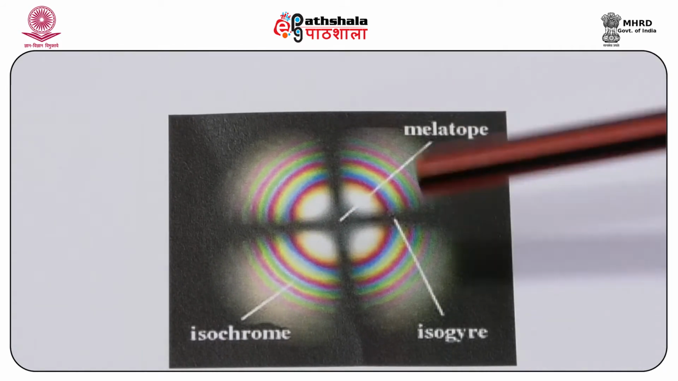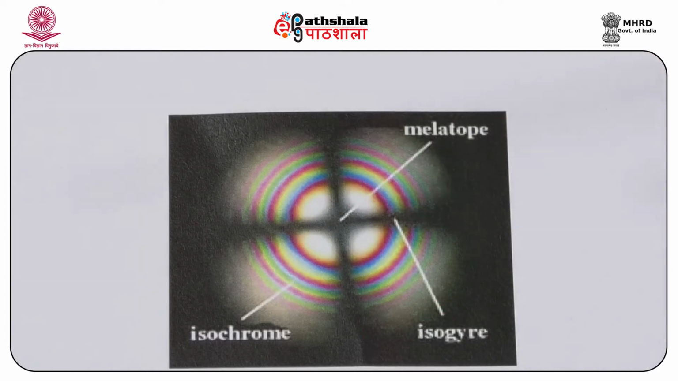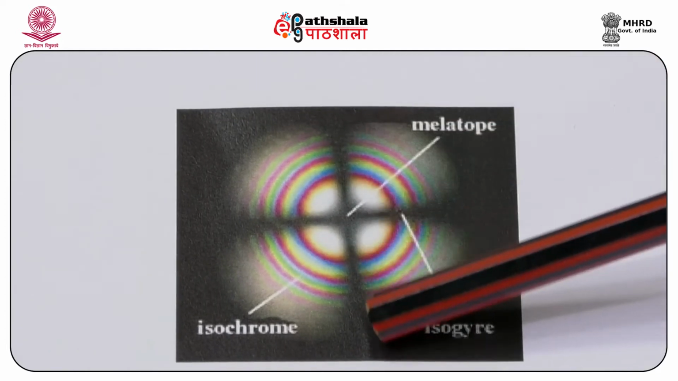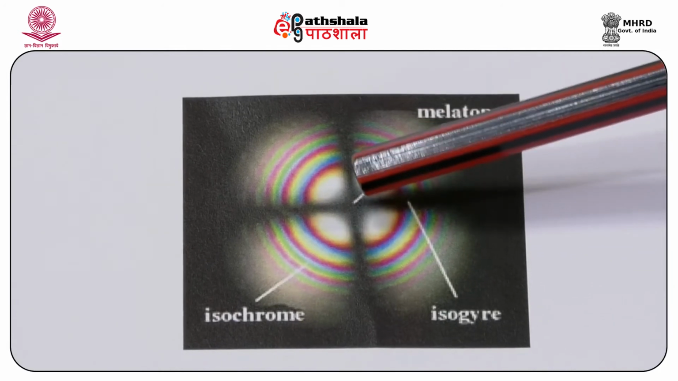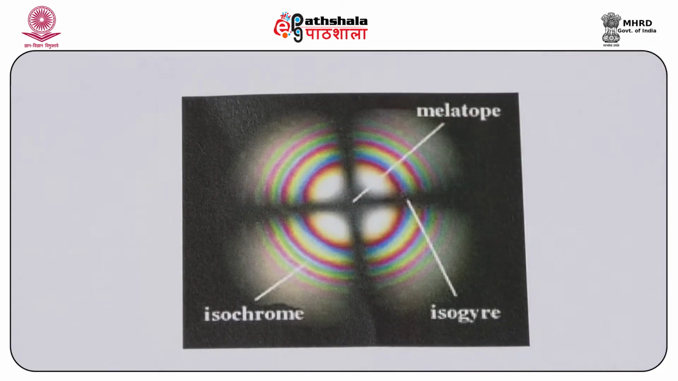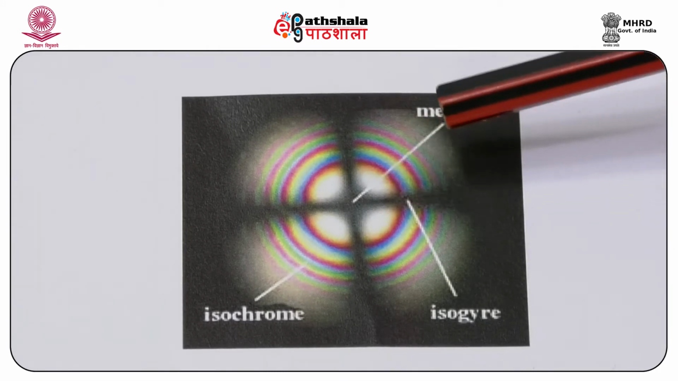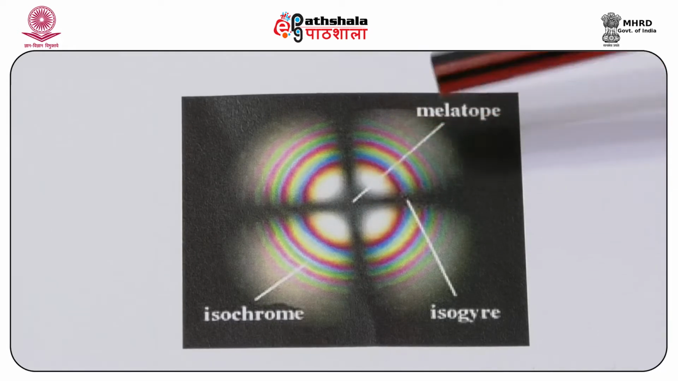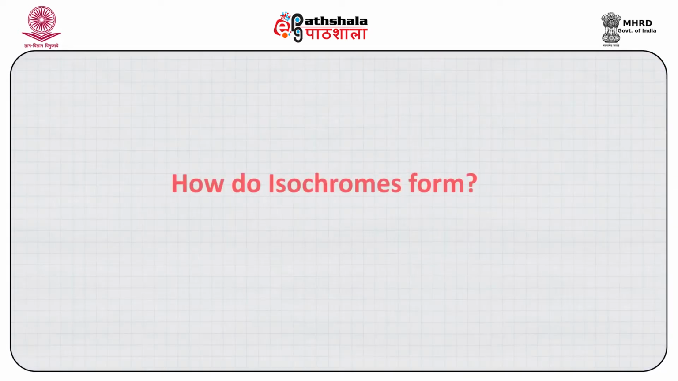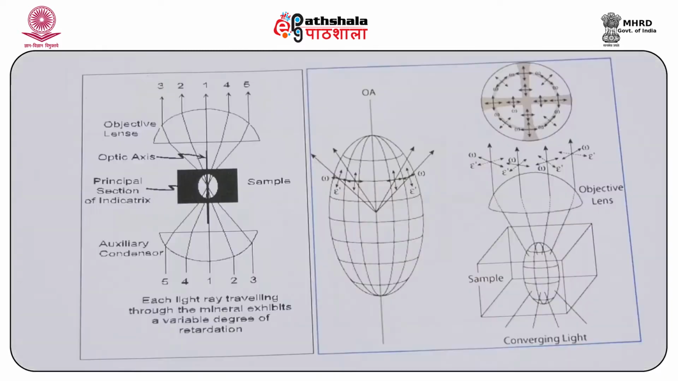This dark cross is known as the isogyre, and the point where the isogyres cross each other, the central point, is what is called the melatope. Melatope is nothing but the point of emergence of the optic axis. The interference color will increase in order as we move away from the melatope. Now we will discuss how these colored ring isochromes form.